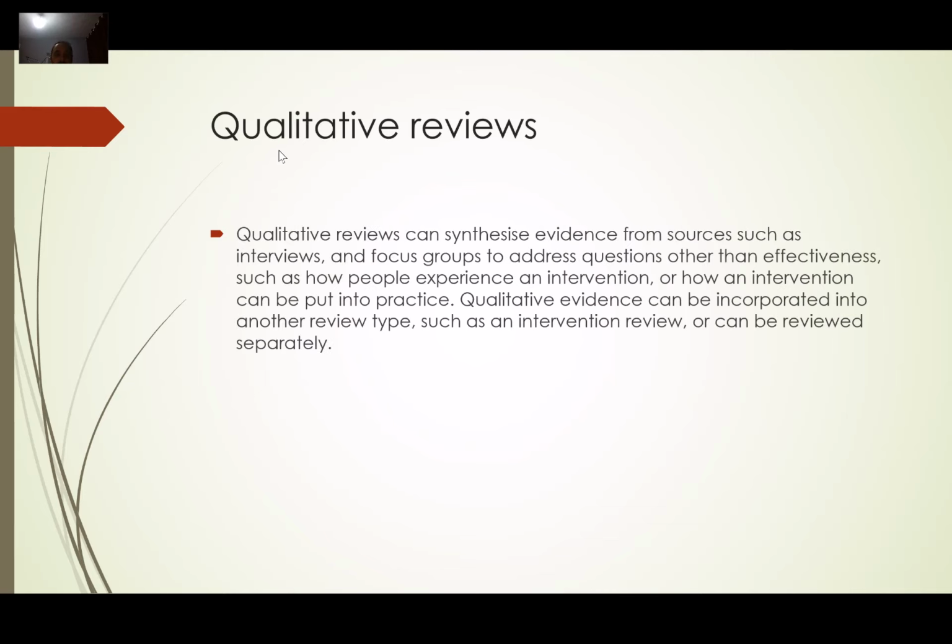On estimated effect measure. So we have to measure the study design on their measure, on estimated effect measure. The last type of question is the qualitative review. A qualitative review can synthesize evidence from sources such as interviews and focus groups to address a question other than effectiveness, such as how people experience an intervention or how an intervention can be put into practice.